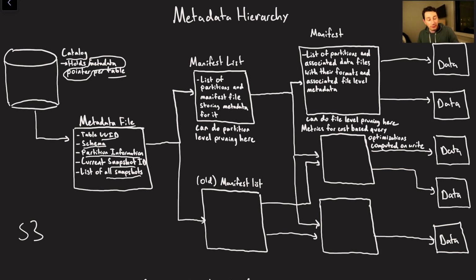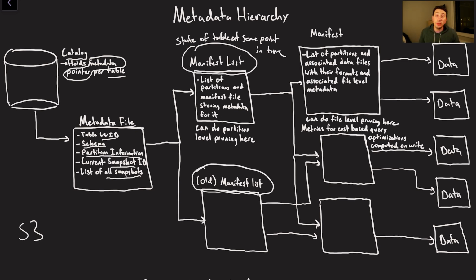So each one of those snapshots is pointing to something known as a manifest list. Think of the manifest list as the state of the table at some point in time. Note that we also have our old manifest list right over here. We may not be actively using it at the moment, but it's good to keep it around in the event that we want to reference it in the future.